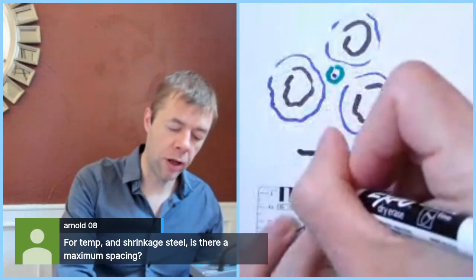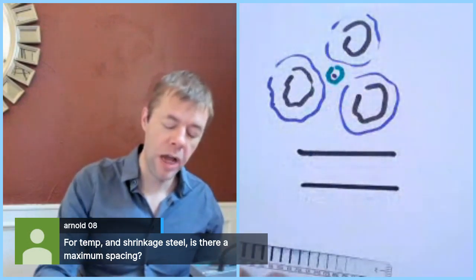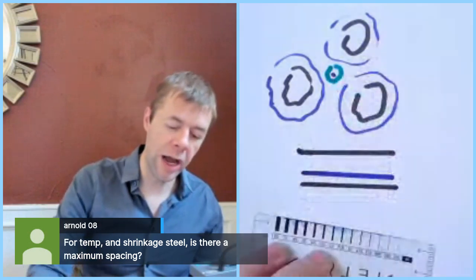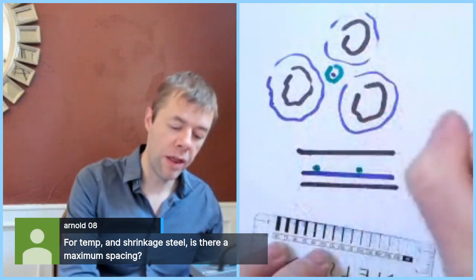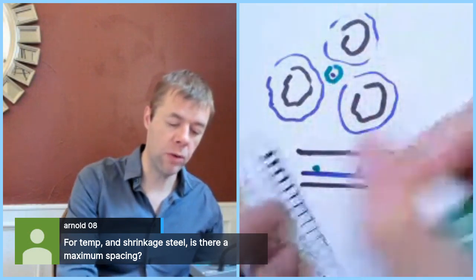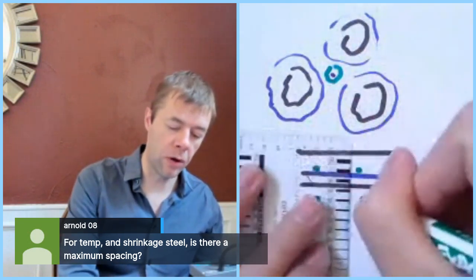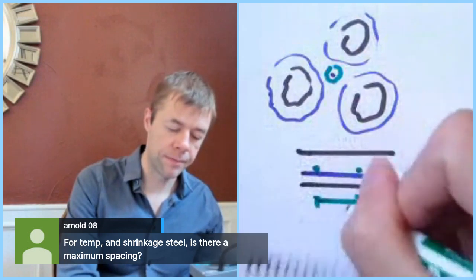So I'm talking about, if I have a slab here, and if I have my major bars going in one direction and I have my minor bars going in another direction, minor bars, that the largest spacing you would ever want to use on these minor bars is 18 inches.